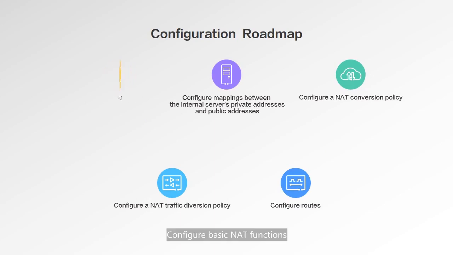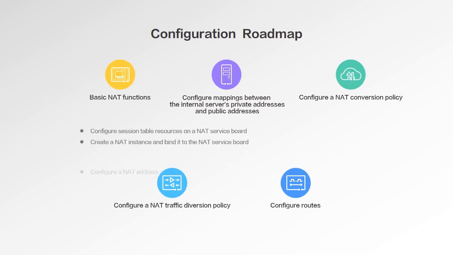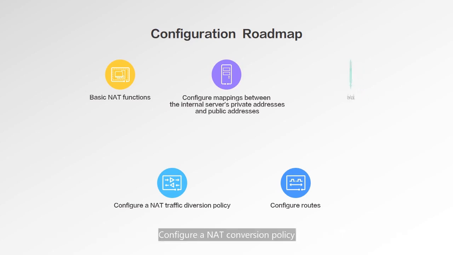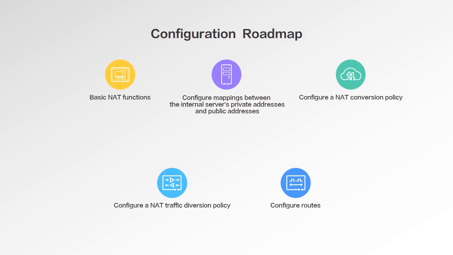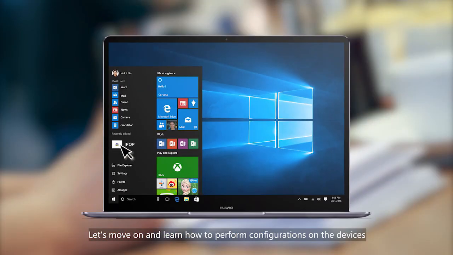Step 1. Configure basic NAT functions, specifically, configure session table resources on a NAT service board. Create a NAT instance and bind it to the NAT service board. Configure a NAT address pool. Step 2. Configure mappings between the internal server's private addresses and public addresses. Step 3. Configure a NAT conversion policy. Step 4. Configure a NAT traffic diversion policy. Step 5. Configure routes to allow devices to communicate with each other. Let's move on and learn how to perform configurations on the devices.